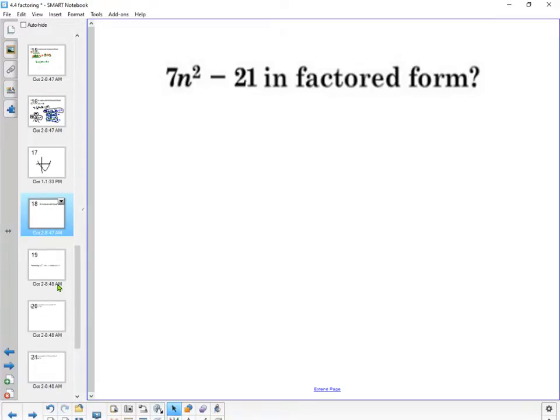Factoring this one, not a big deal, right? What do they have in common? 7. So when we take the 7 out, we're going to get n squared minus 3. That's it.